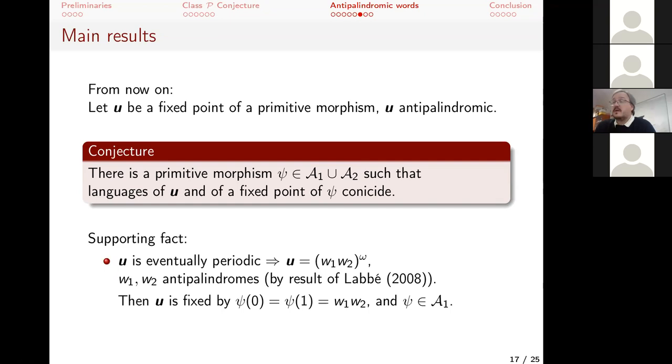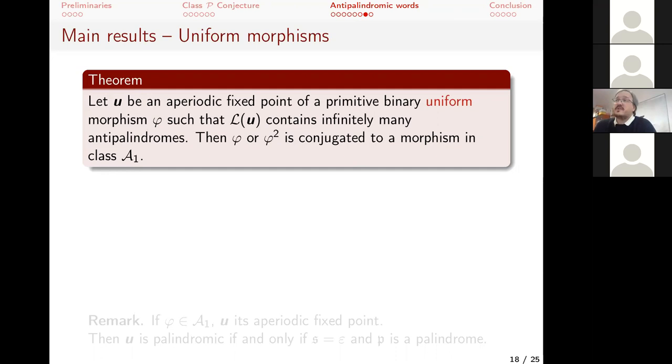It is similar to the palindromic case, where the first result by Allouche and his co-authors also was that the conjecture is true for periodic words. Now, we were also able to prove the conjecture for uniform morphisms in general. So our result is the following one.